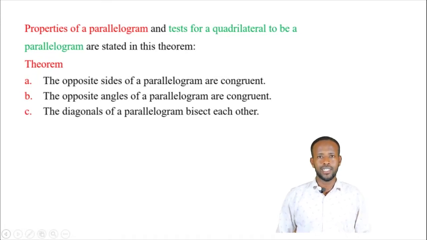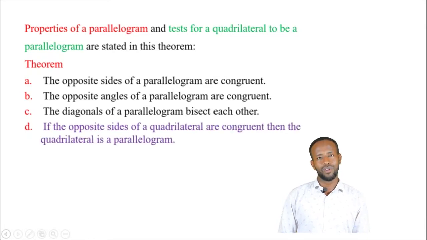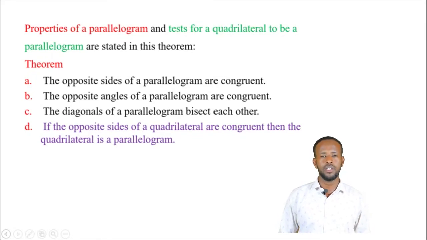Okay, let us see the tests for a quadrilateral to be a parallelogram. If the opposite sides of a quadrilateral are congruent, then the quadrilateral is a parallelogram. These are the tests, the criteria for whether a quadrilateral is a parallelogram or not. One of the criteria we will use is: if the opposite sides of a quadrilateral are congruent, then it is a parallelogram.